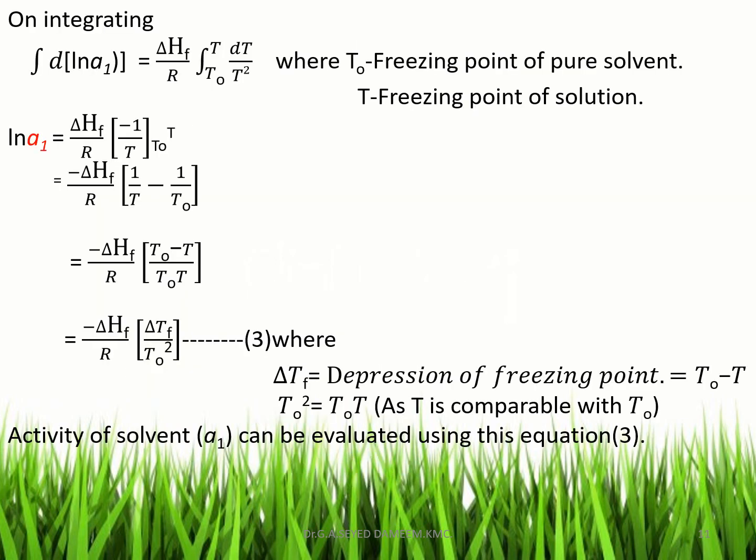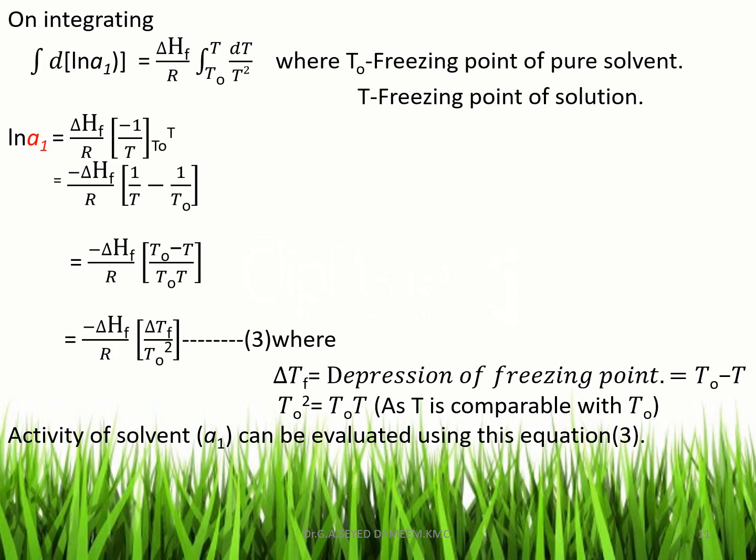On integrating the above equation, integral d ln A1 is equal to delta HF divided by R integral from T0 to T of dT by T square. Here T0 is the freezing point of pure solvent and T is the freezing point of solution. On integrating, the left hand side becomes ln A1, which is equal to delta HF divided by R times the integral of 1 by T square, that is minus 1 by T, with lower limit T0 and upper limit T. On applying the limits, ln A1 is equal to minus delta HF divided by R times 1 by T minus 1 by T0.